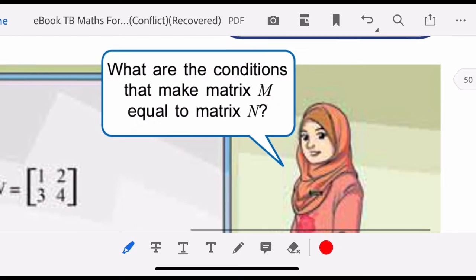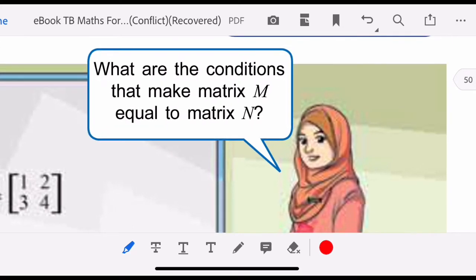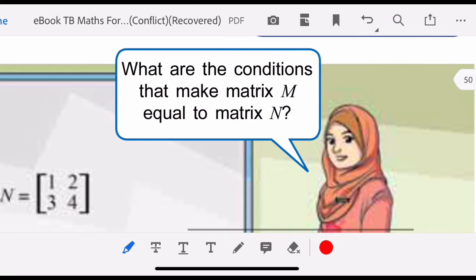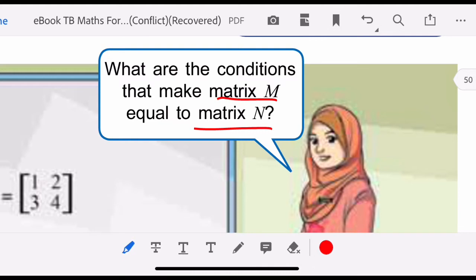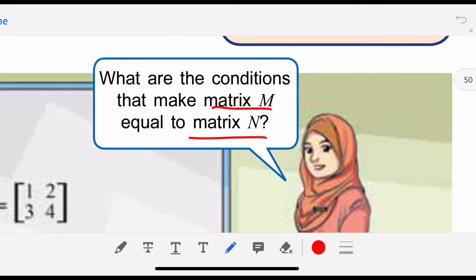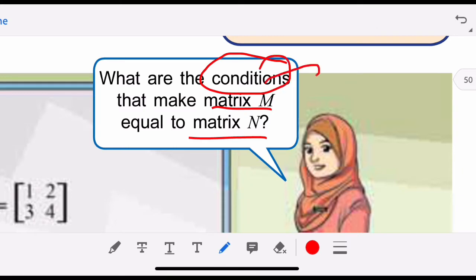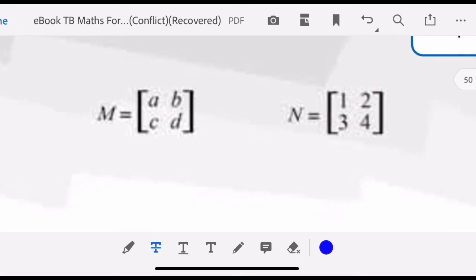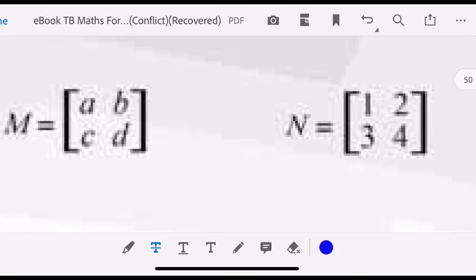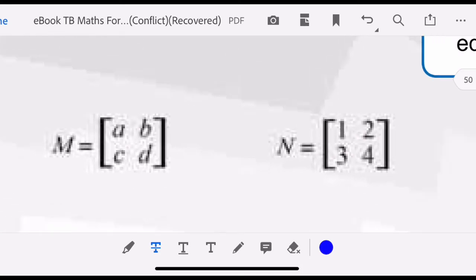What are the conditions that make matrix M equal to matrix N? We need to know the condition. So let's focus on the condition. We have matrix M and we have matrix N.